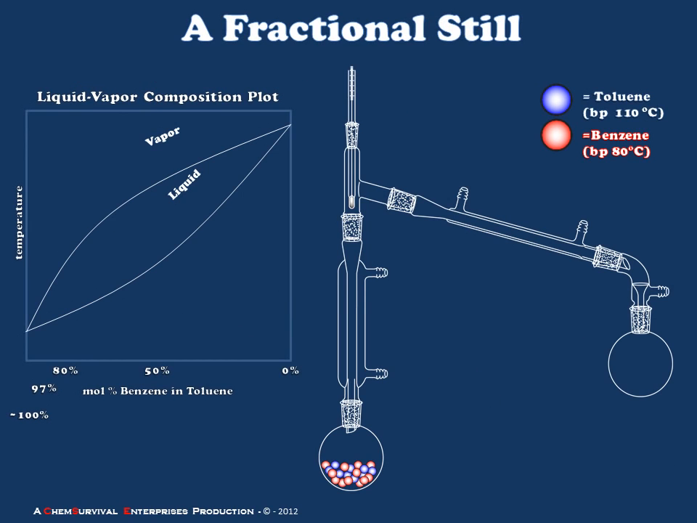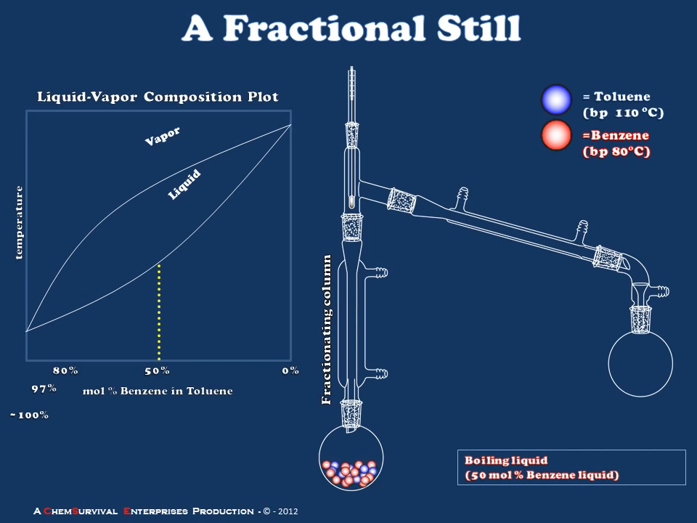The tool which we use to achieve the same effect as in the previous example is a fractional still, which differs from a simple still only by the addition of something called the fractionating column. The fractionating column is inserted between the boiling liquid and the still head. Sometimes it's packed with solid materials to provide additional surface area, and we'll discuss why that's so in a moment.